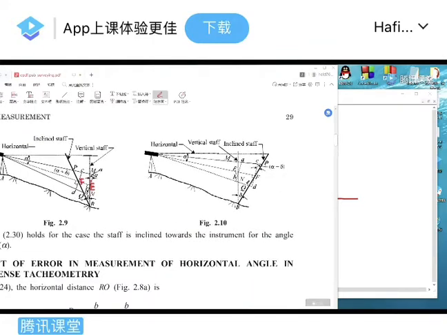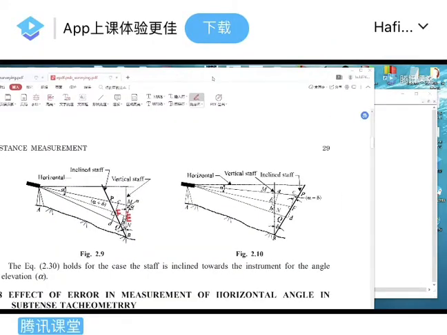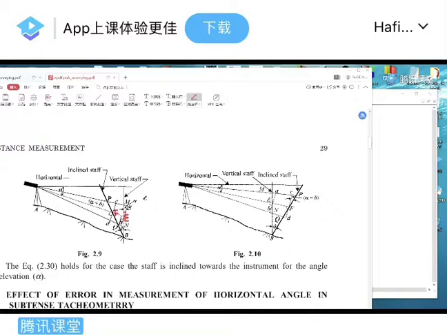The last one is even much more challenging. This time, this is the staff. So this guy is really drunk. He can't hold this one vertical. So even the staff is being held in a slope. There is a slope here.